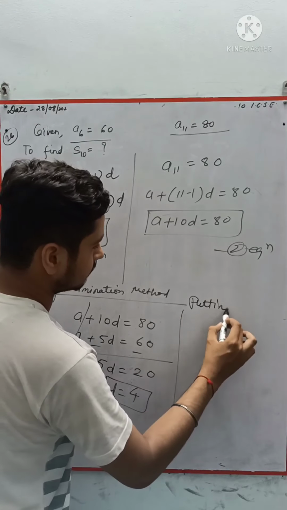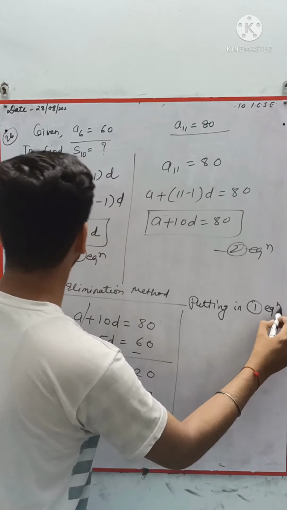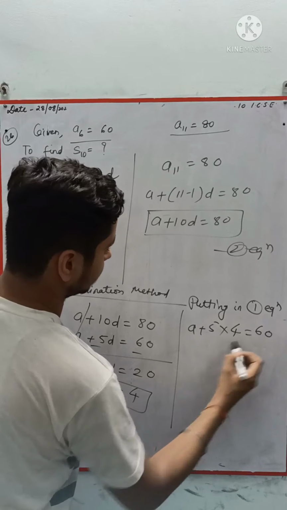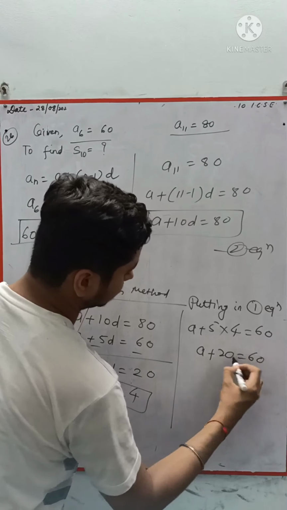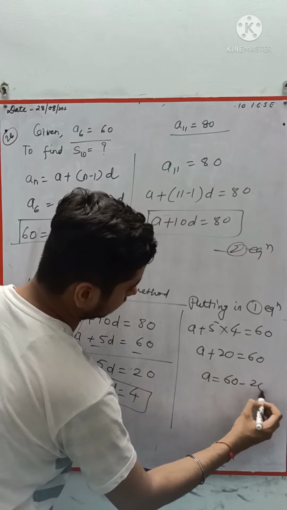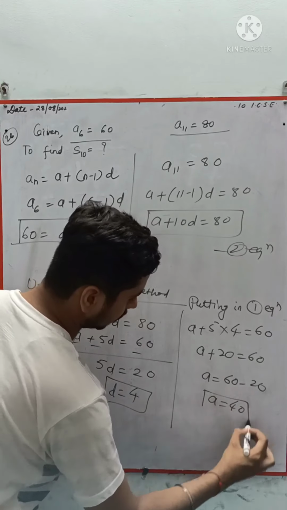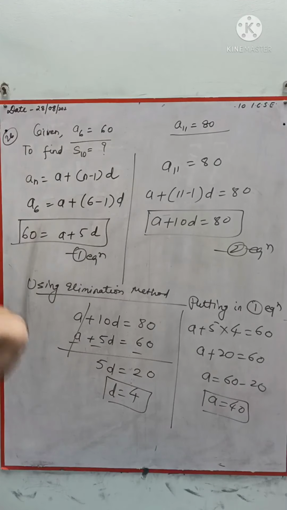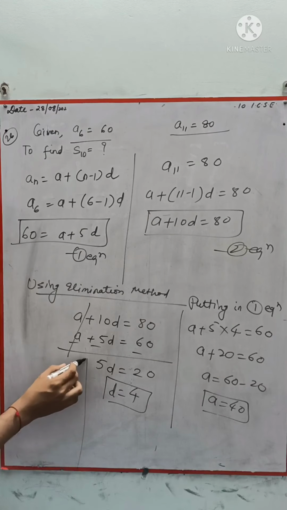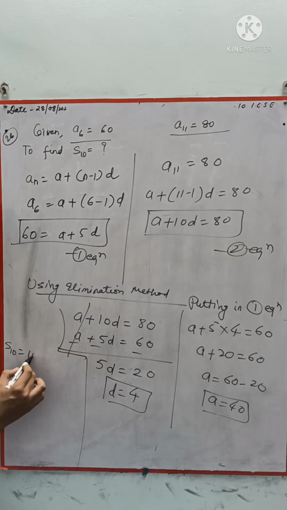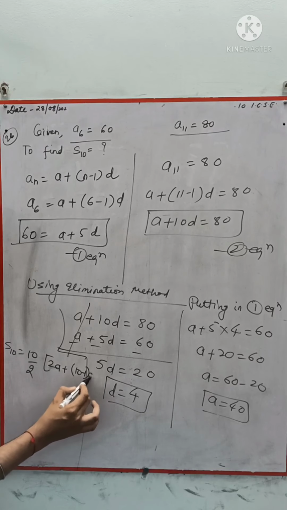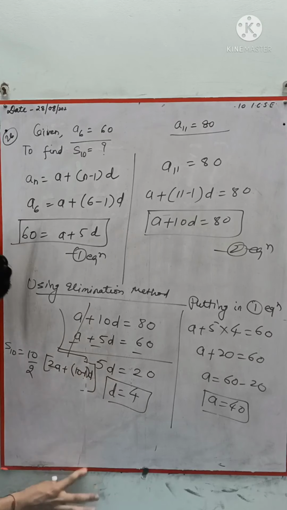Place this value of d in the first equation. So putting in the first equation, that is a plus 5 into d, d is what? 4, equal to 60. So a plus 20 equal to 60. Transposing that side, we finally got a is equal to 40. You got a equal to 40, d is equal to 4. We need S10. Okay. So how will we find S10? We know S10 is 10 upon 2 bracket 2a plus 10 minus 1 into d.